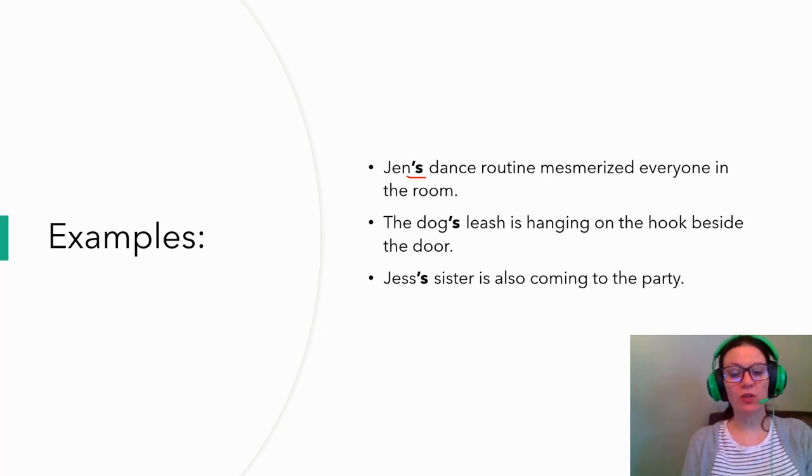Jess's sister is also coming to the party. So sometimes a name might end with S, and that will throw people off. How do I make it possessive? It already ends with S. I'll just put Jess' sister. You still put the apostrophe S after an S if it's singular.